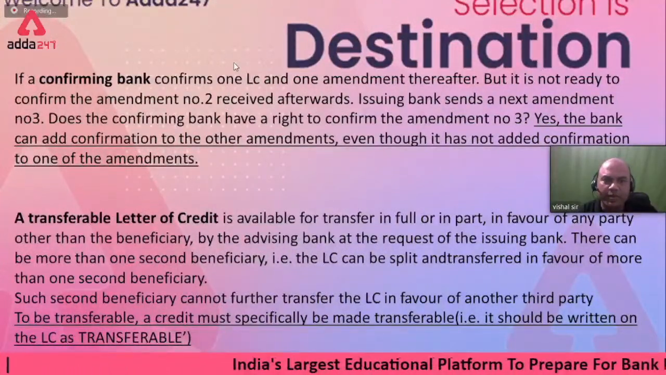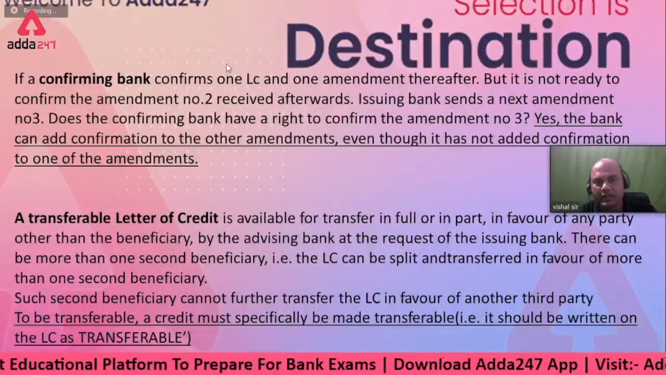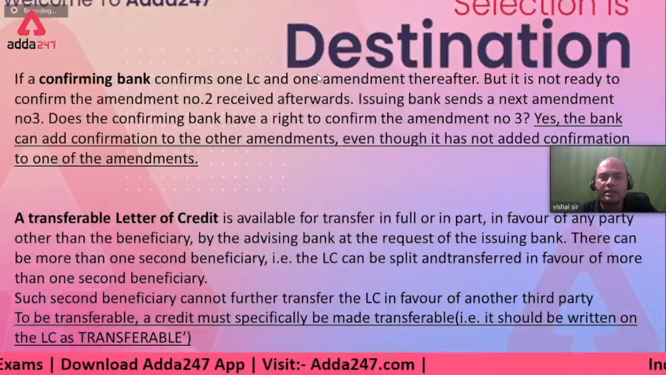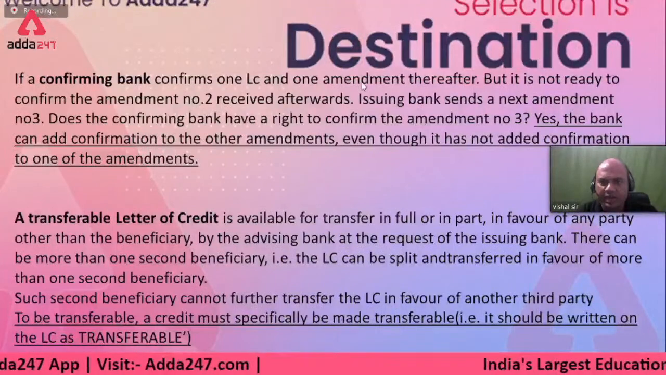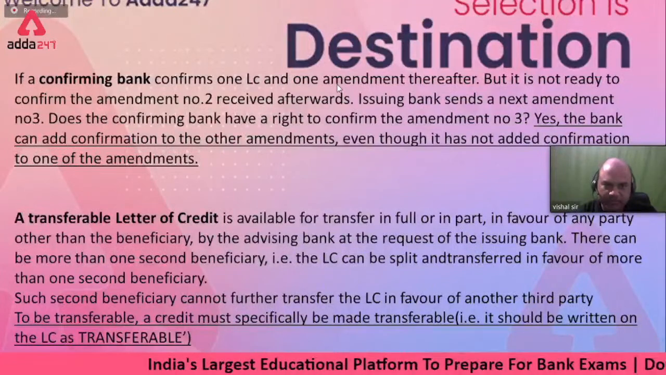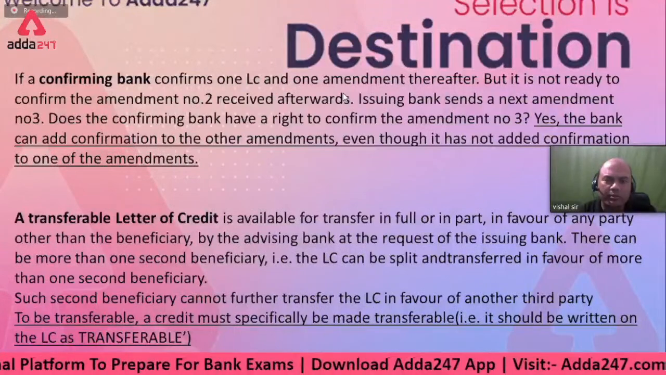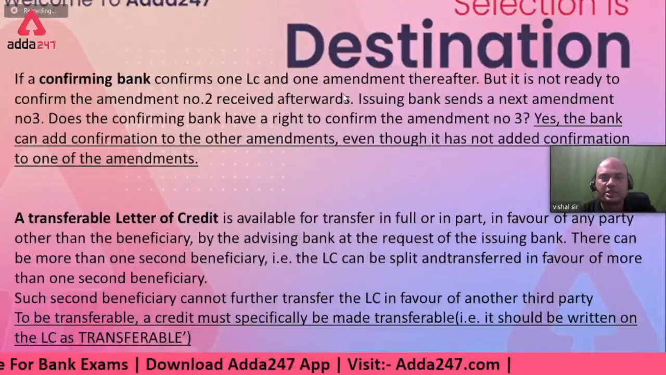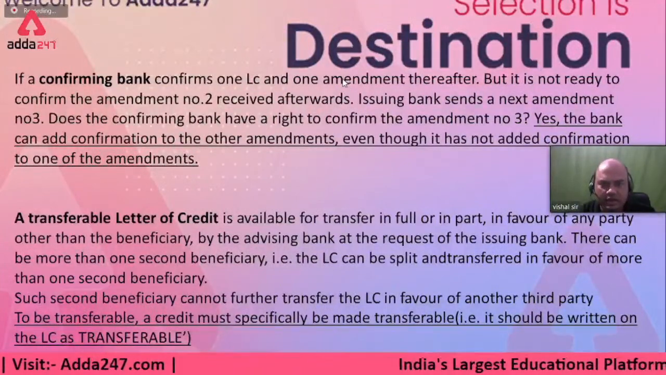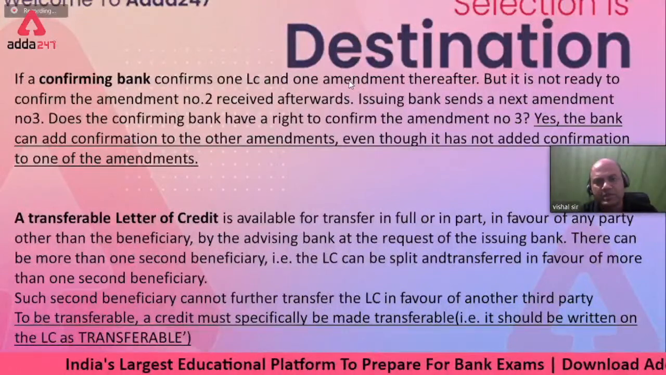So the confirming bank confirms one LC and one amendment. Now, what is an amendment? Whenever an LC is issued, if there are certain changes to be done in that LC, then the issuing bank issues an amendment. Now, how many amendments can be issued? I say 1,000 amendments can be issued. Nobody cares, as long as they are acceptable to all the parties in between. Which parties? The advising bank, then the confirming bank, then the beneficiary. If all three of these agree, then as many amendments can be issued, right?